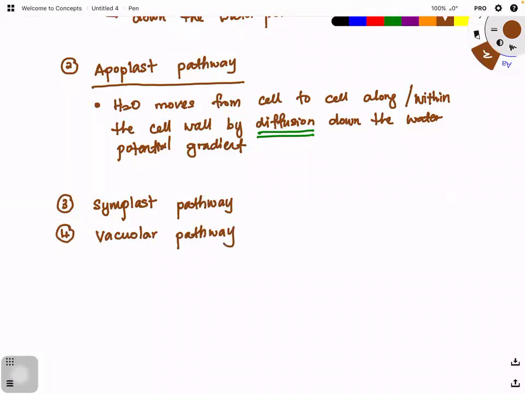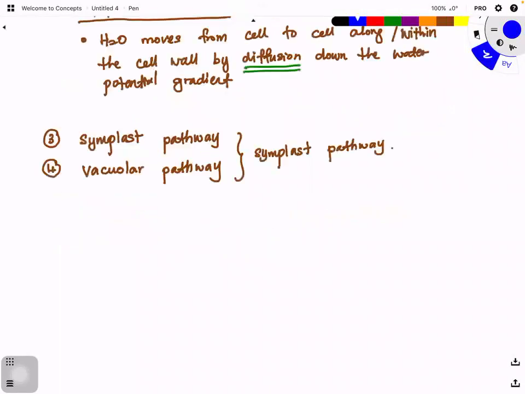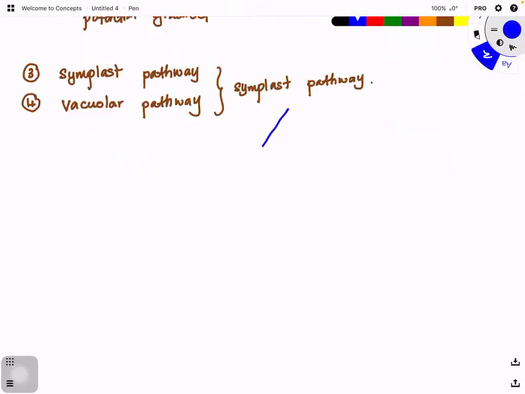But in our syllabus, it depends. You can merge both of them when it comes to the description. If you don't want to separate them, or if you want to separate them into symplast and vacuolar pathway, it doesn't matter. So at minimum, you can merge both of them together and give them one term called symplast pathway. Are you clear? We can merge them together and just describe it as symplast pathway. So this symplast pathway totally depends on these two routes.